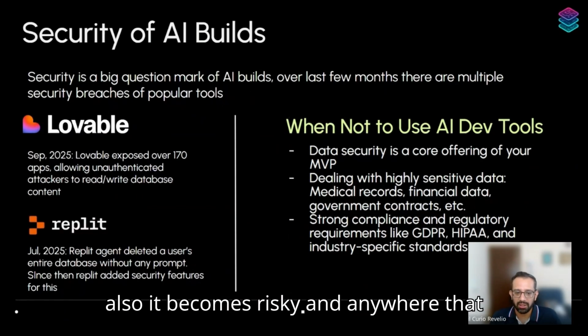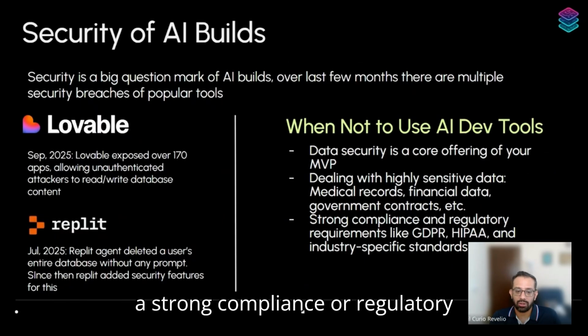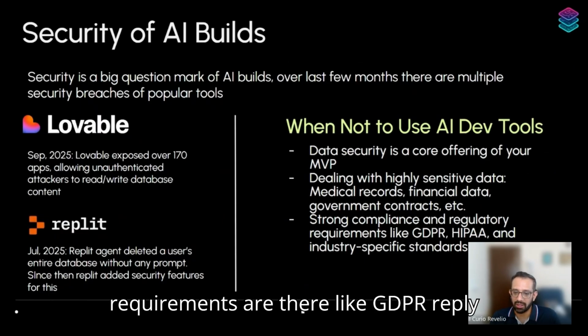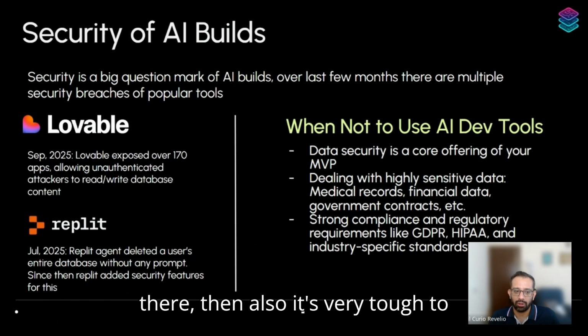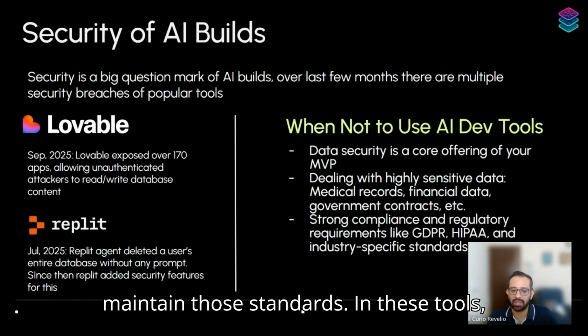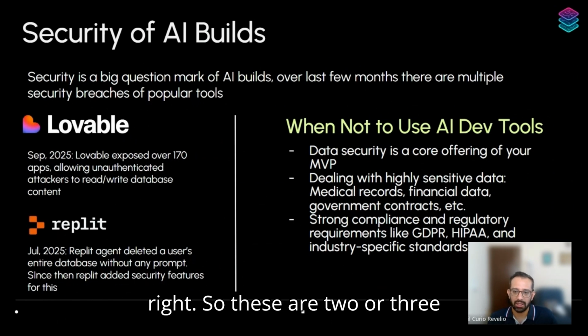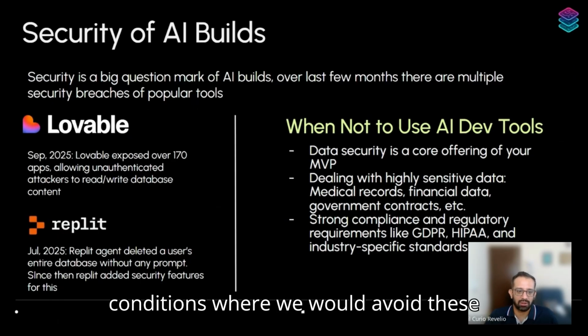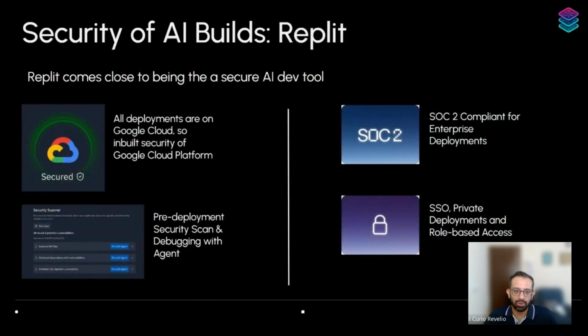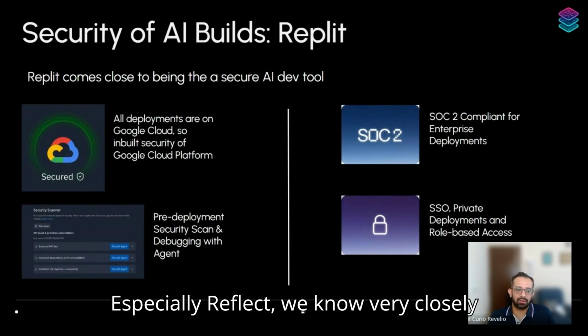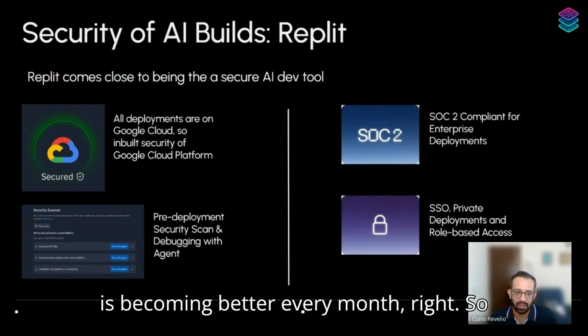And anywhere that strong compliance or regulatory requirements are there, like GDPR, HIPAA, and industry-specific standards, then also it's very tough to maintain those standards in these tools, right? So these are 2 or 3 conditions where we would avoid these tools. But having said that, these tools, especially Replit, we know very closely, are becoming better every month, right?